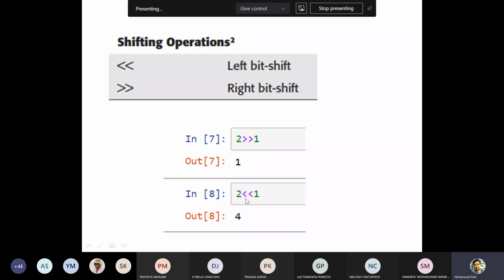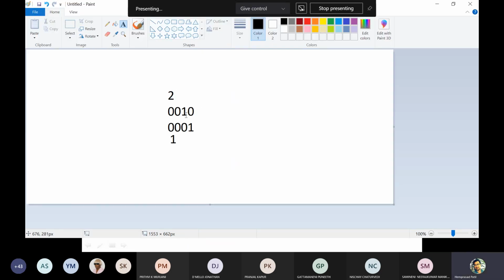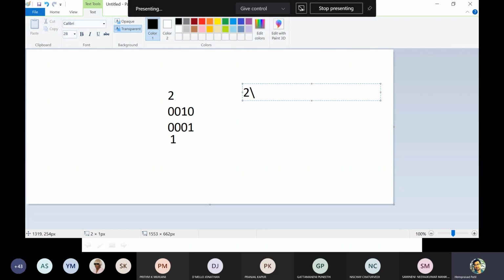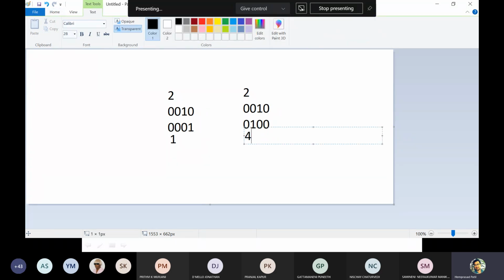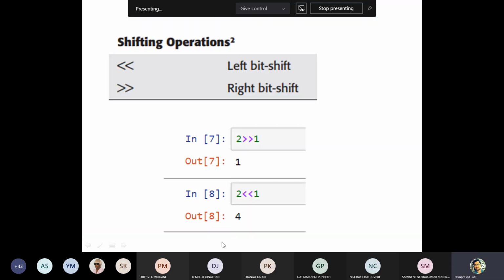Then the same 2, it is here. So for this, the binary is 0010. Here it is shifted like 0100. So it is shifted like this. So this is ignored. Come over here, come over here, and 0 will be appended. And then what is the decimal? 0100. So answer is 4. So you can check, answer is 4. So this is shift left by 1 bit, shift right by 1 bit.